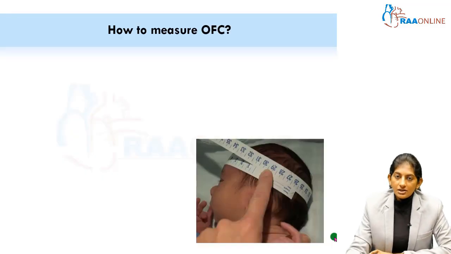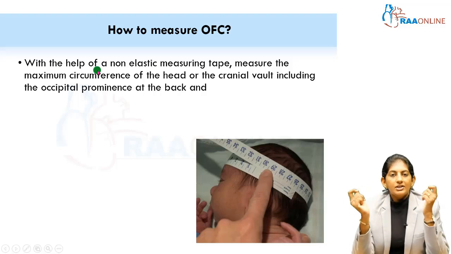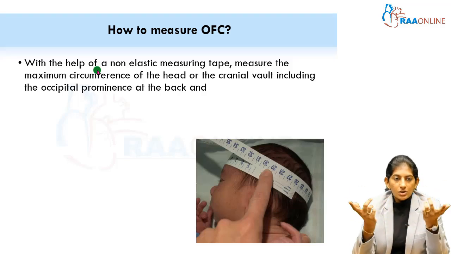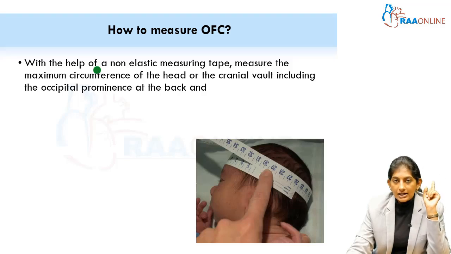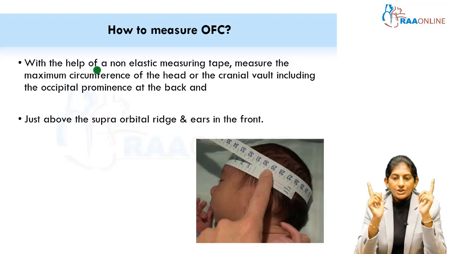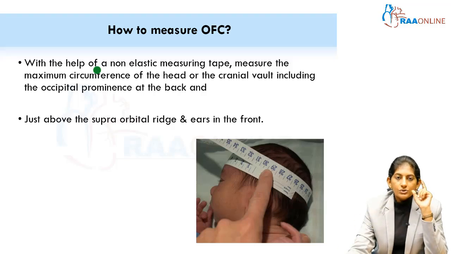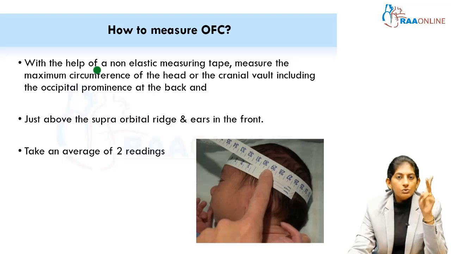So how are we going to measure the occipitofrontal circumference? A non-elastic measuring tape is taken. You have to measure the maximum circumference of the head or the cranial vault. So including the occipital prominence at the back and just above the supraorbital ridge, you have to measure, and this has to overlap, and then take the measurement. This is the proper technique of taking an occipitofrontal circumference or the head circumference, and always do 2 readings and confirm the OFC.